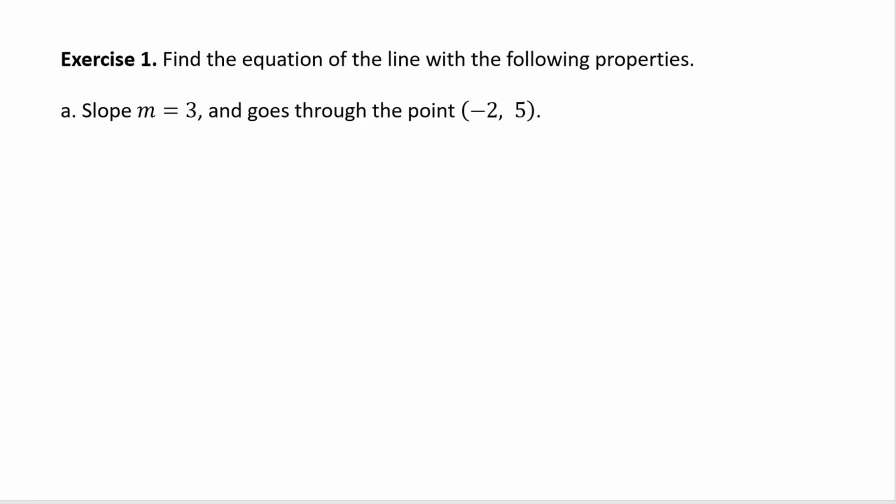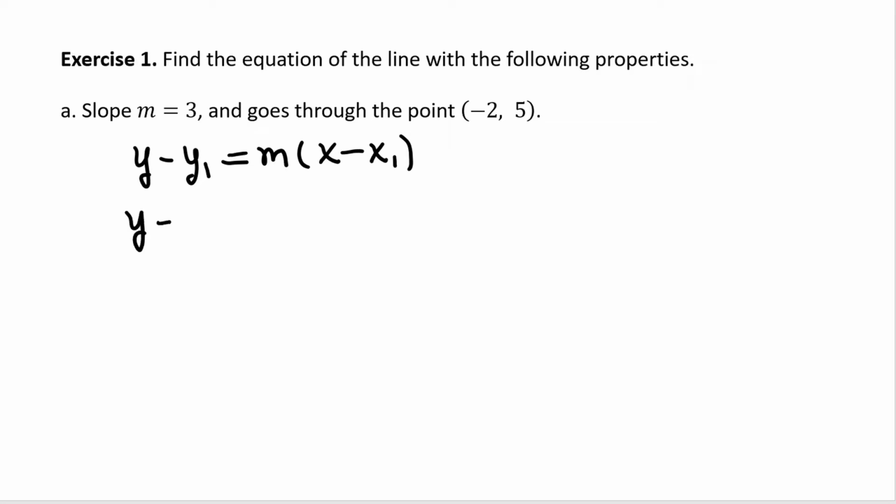Find the equation of the line with the following properties. A. Slope m equals 3 and goes through the point -2, 5. Given point and slope, it makes sense for us to use the point-slope form of the equation of a line, which is y minus y subscript 1 equals m times the quantity x minus x subscript 1. Now let's substitute in the values.